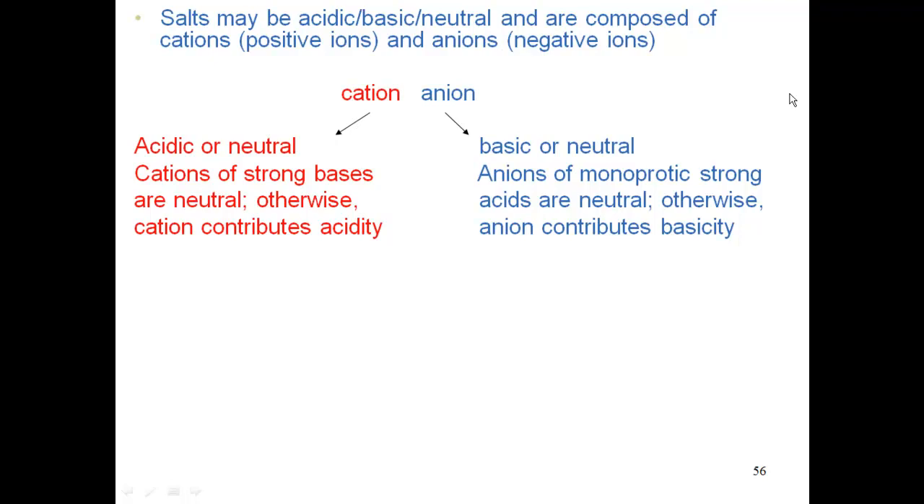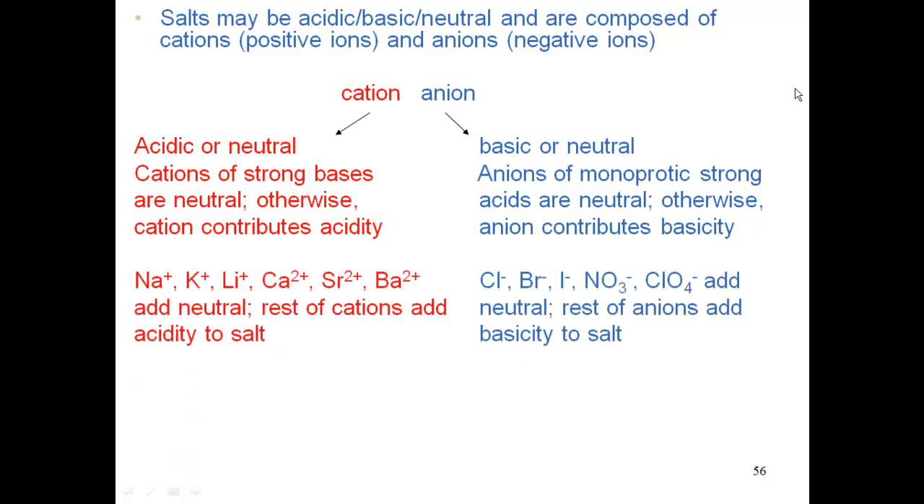The anions of your monoprotic strong acids are neutral. So if it's any one of those, it's neutral. Otherwise, it contributes basicity. Another way of looking at it is looking at the actual atoms, the elements and ions involved. You got sodium, potassium, lithium, calcium, strontium, and barium. Any one of these, we know it's neutral for the cation aspect of it. Anything else, we got to add acidity.